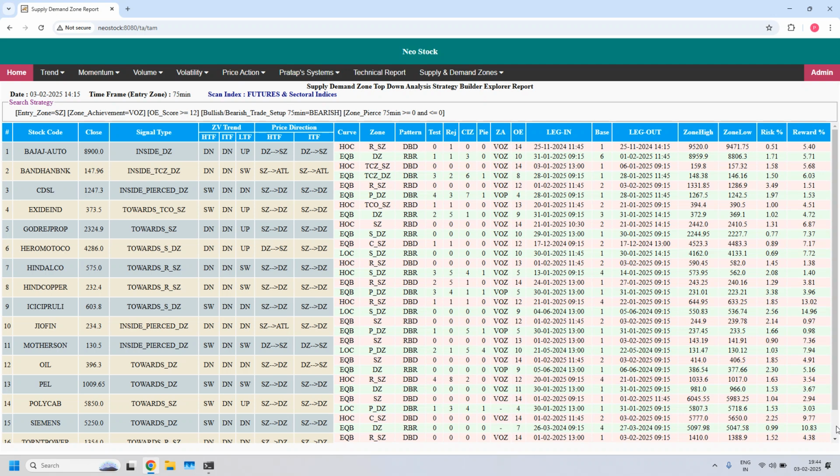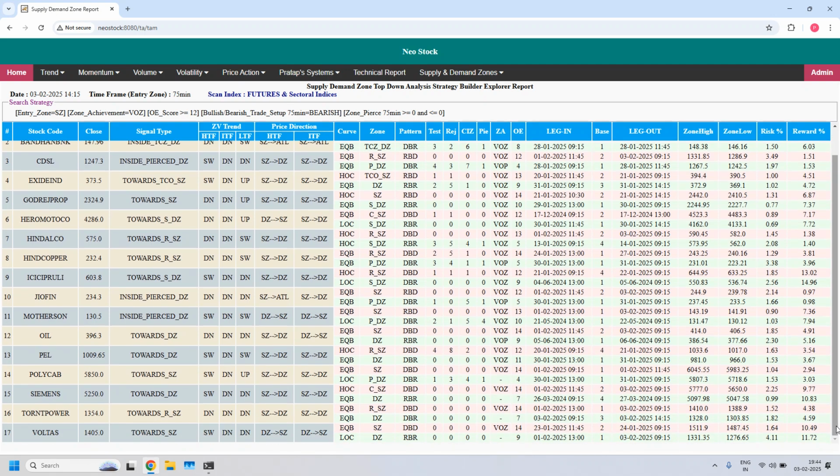I am scrolling the list down. So total 17 stocks are filtered, and they are supporting bearish trade setup for weekly income trade. And the entry time frame zones are 75 minute supply zones. Out of these 75 minute supply zones, some are already having high probability because they are high liquidity zones.